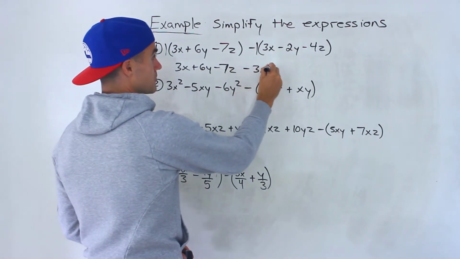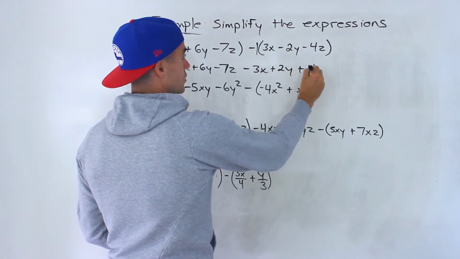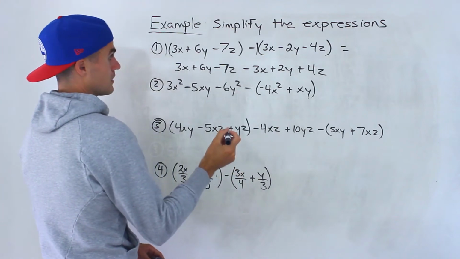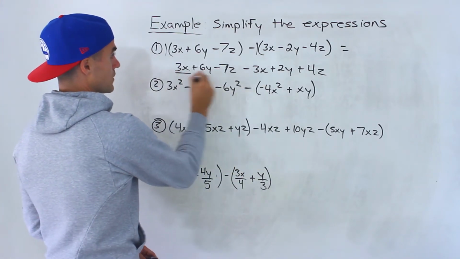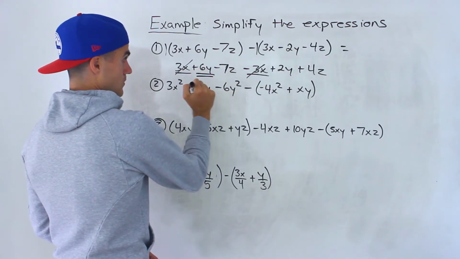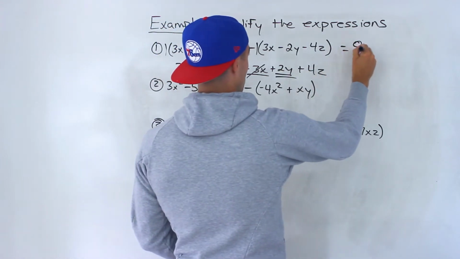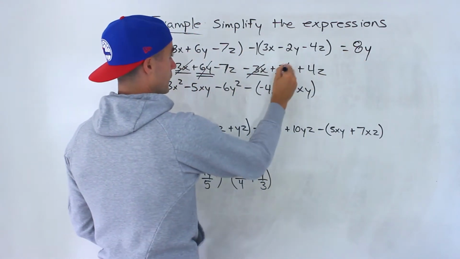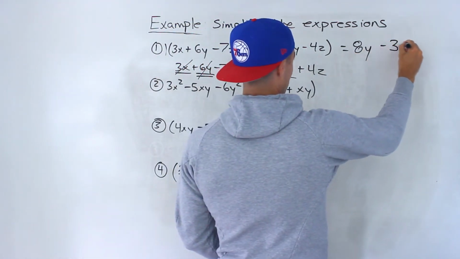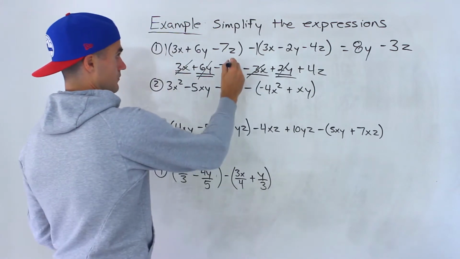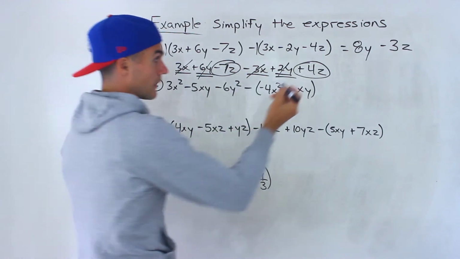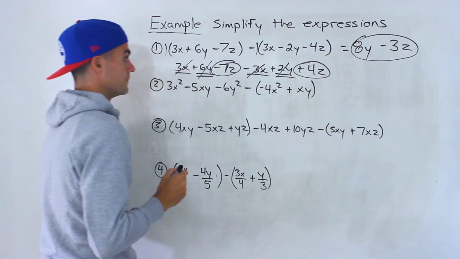So we'd have minus 3x plus 2y. It would basically just change all the signs. And then I'll put the final answer there. We could just simplify like terms. So 3x minus 3x, those actually net out to 0. 6y plus 2y gives us 8y. And then we'd have minus 7z plus 4z, which would give us minus 3z. So that is the final answer for number one.